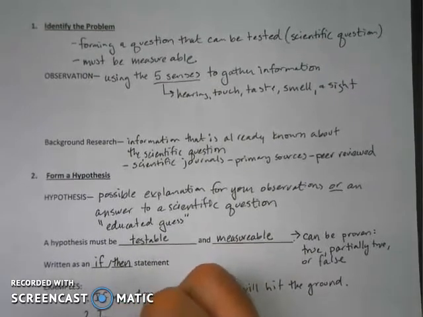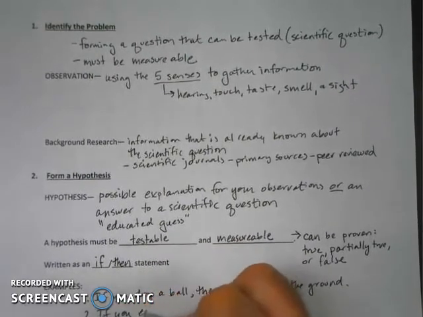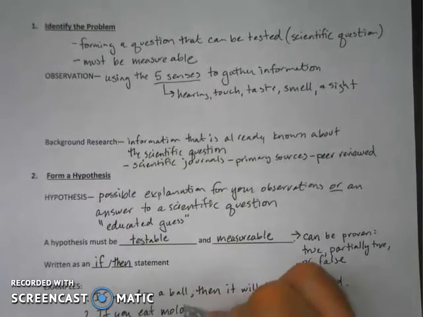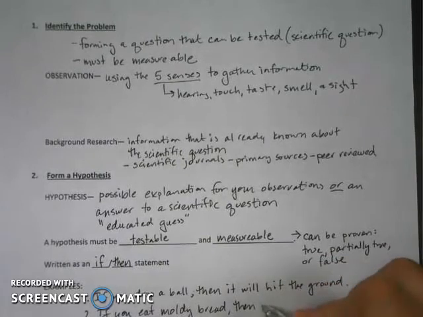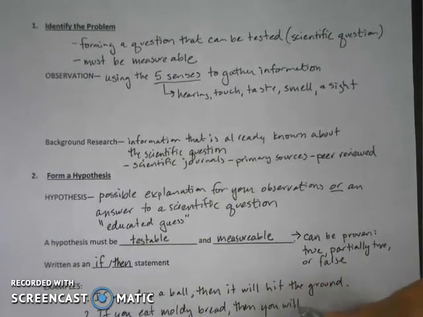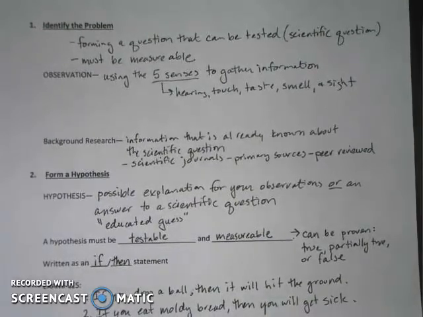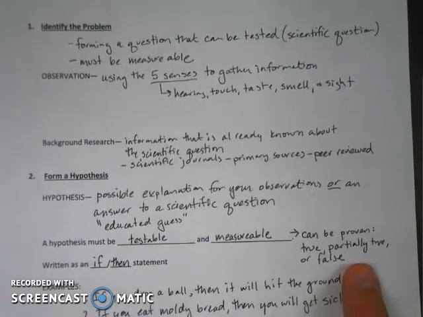Number 2, if you eat moldy bread, then you will get sick. So we know that moldy bread, we usually throw it away if our bread is moldy. But let's say that you eat it. You could eat it. You could see if you get sick or not. It's testable, it's measurable, but you may or may not get sick. So this could be partially true.